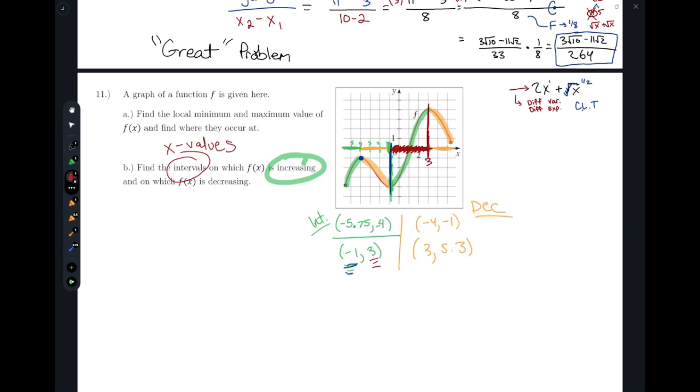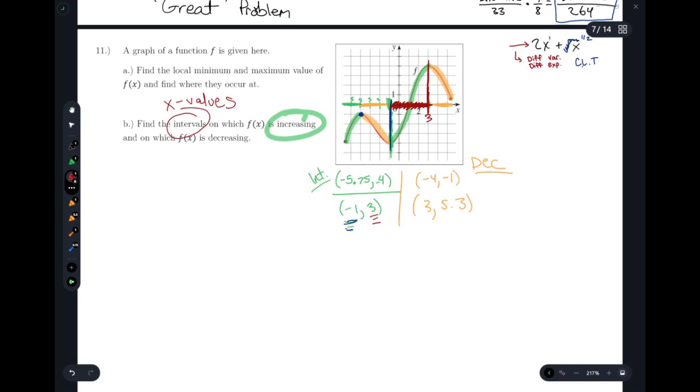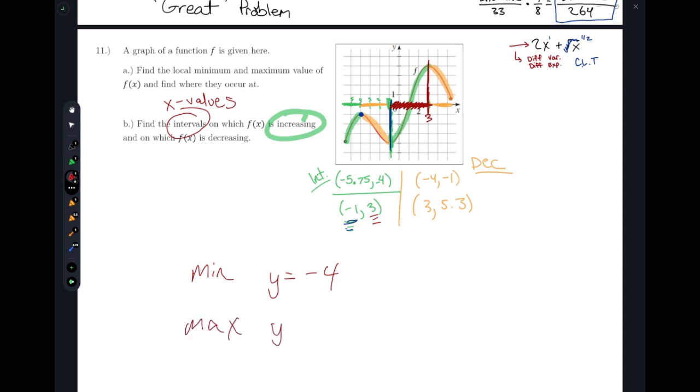So it's on A, like it's the same problem, but it's A. So the minimum is -4 and the maximum is 3. The minimum is y equals -4. The maximum is, I think it's 4. No, I'm sorry, 1, 2, 3, 4. Y equals 4. And find where they occur. It looks like x equals -1, and then at x equals 3.